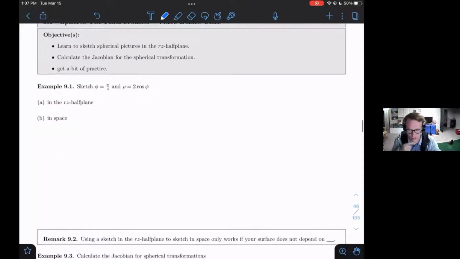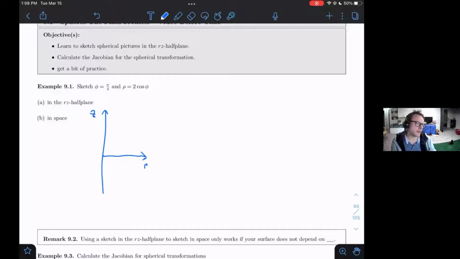But let's get started. Just a review: we can sketch things like phi equals pi over 4 or rho equals 2 cosine phi. And similar to the last section, 15.8, where we did this first in an RZ half plane and then moved to space, a similar trick can be done here. So let us recall, in the RZ half plane, something like this. R is positive. That's why it's the half plane rather than the full plane. Here's Z. Remember, for spherical coordinates, these come off the positive Z axis.